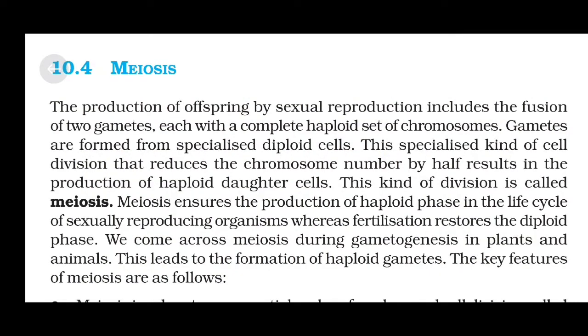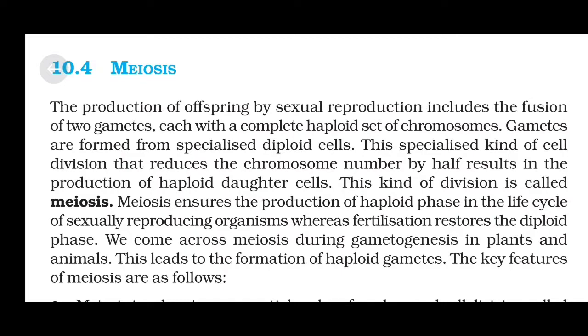Meiosis. The production of offspring by sexual reproduction includes the fusion of two gametes, each with a complete haploid set of chromosomes. Gametes are formed from specialized diploid cells. This specialized kind of cell division that reduces the chromosome number by half results in production of haploid daughter cells. This kind of division is called meiosis.